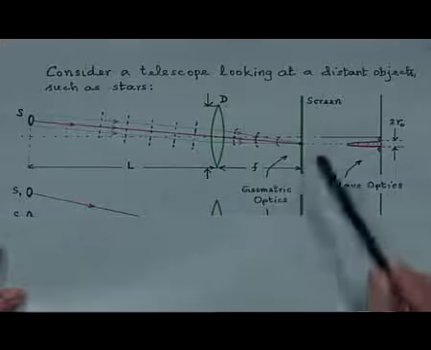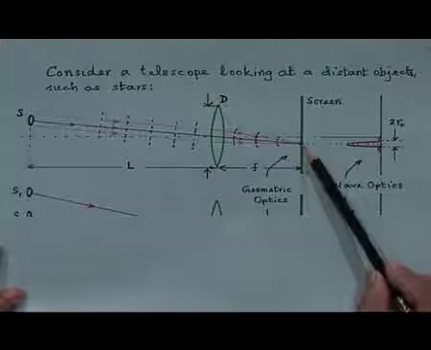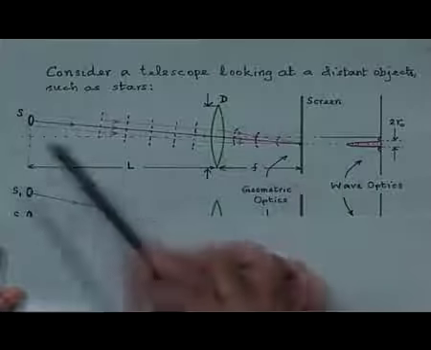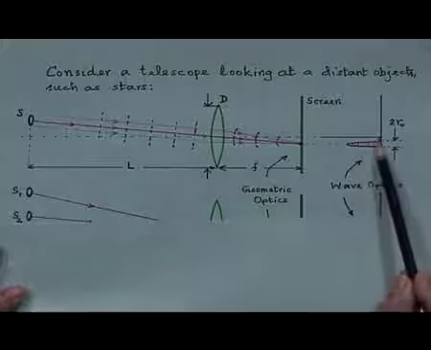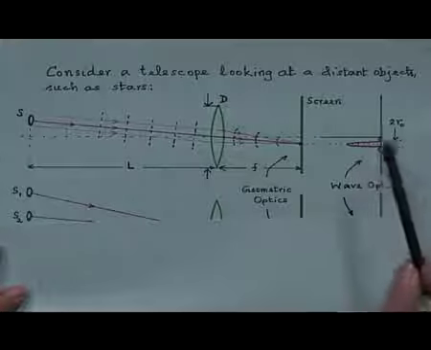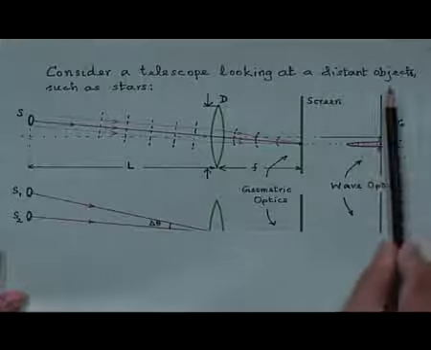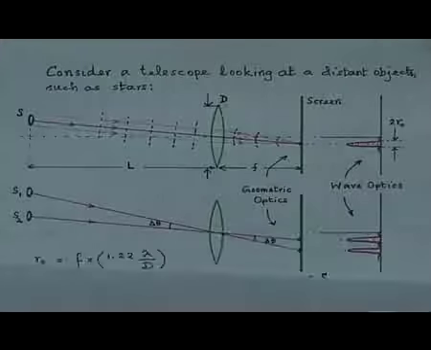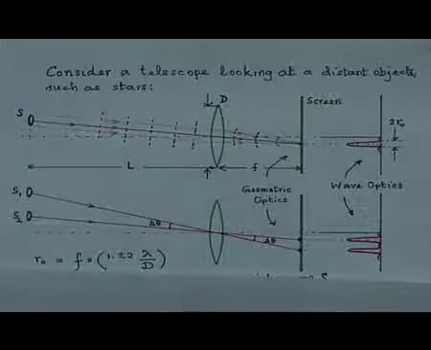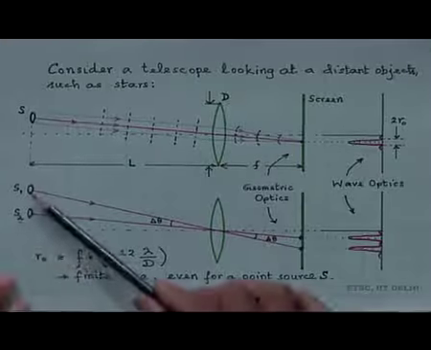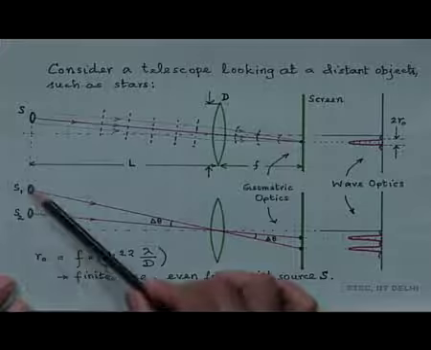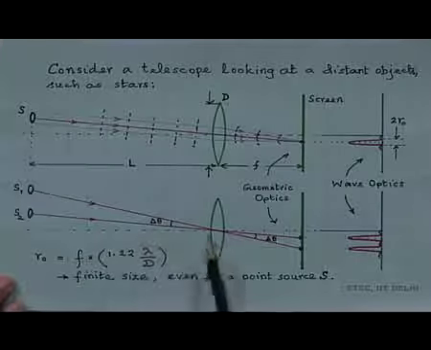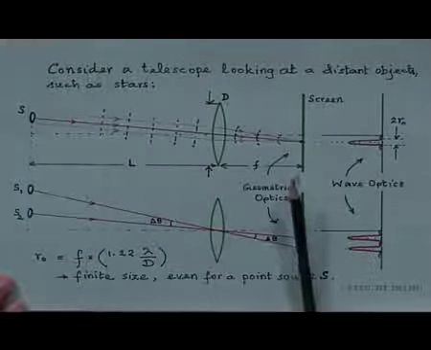According to geometric optics, we would have got a point here, whereas according to wave optics, we have a finite size and there is an intensity distribution on the image plane. Now, if we have two sources which are separated by a distance, S1 and S2 are two distant sources or objects which are imaged by the objective lens on the focal plane.